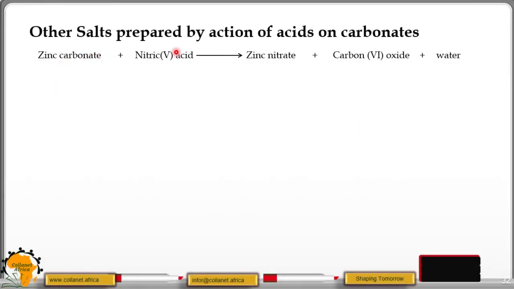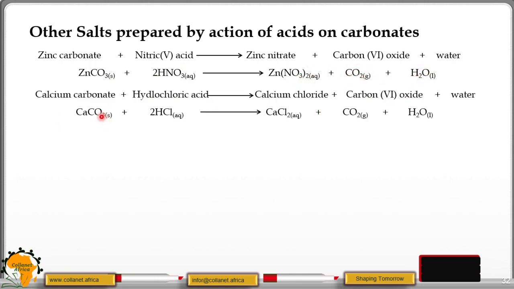Then other salts prepared by action of acid on carbonates include zinc nitrate. It is prepared from zinc carbonate. You react the zinc carbonate with nitric acid, or neutralize it. You neutralize nitric acid using zinc carbonate to get zinc nitrate, carbon dioxide, and water. Calcium carbonate: if you neutralize hydrochloric acid using calcium carbonate, you get calcium chloride, carbon dioxide, and water. That's how you obtain calcium chloride salt.